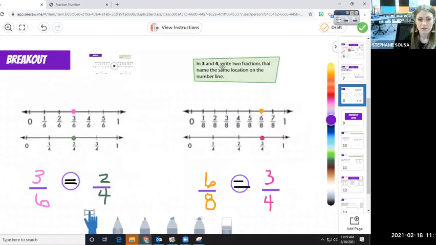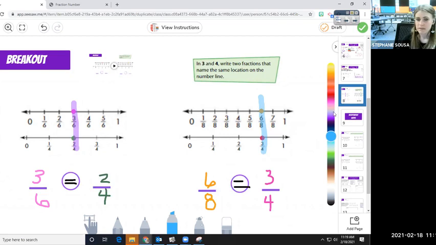Slide 8, the directions say write 2 fractions that name the same location on the number line. The first location was given to you, 3/6. 3/6 is in the same location as 2/4. 3/6 is equal to 2/4 is what you should have found. We have 6/8 and we have 3/4. 6/8 is equal to 3/4 because they are in the same location on the number line. Any questions about those two? Okay.